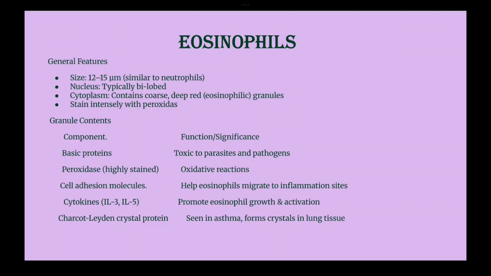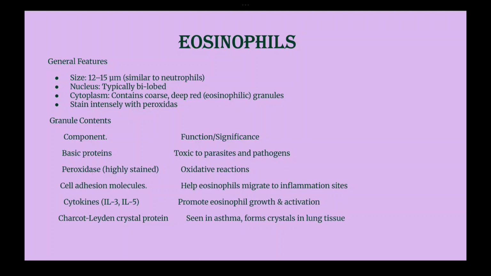Now, the granules have components of basic proteins like peroxidases, which cause high staining. They have cell adhesion molecules, cytokines, and Charcot-Leyden crystal proteins. So each component of the granule has certain functions or significance. Basic proteins are toxic to parasites and pathogens. Peroxidases are involved in oxidative reactions.